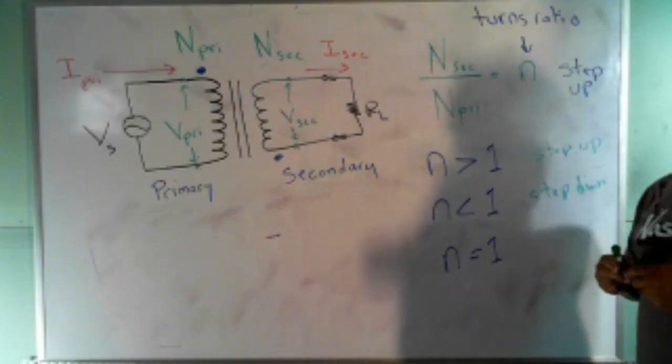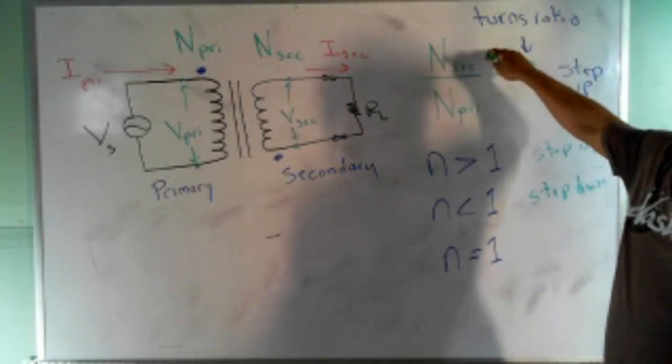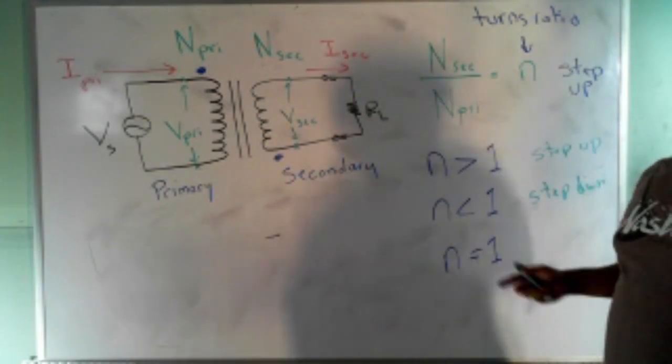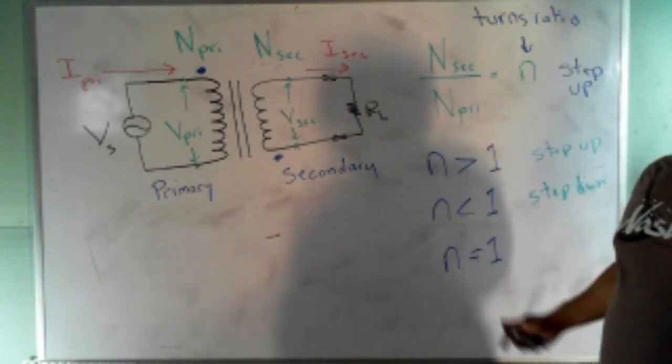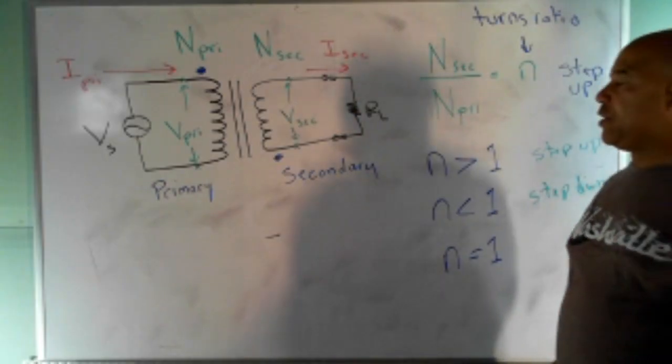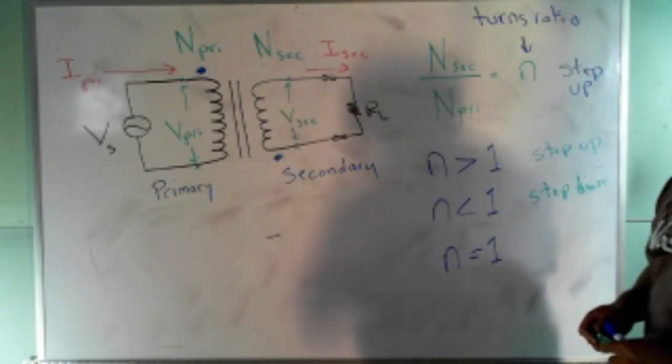Well, clearly it means that I have the same number of turns on the primary and the secondary. I'm not stepping the voltage up, I'm not stepping the voltage down. So what am I doing? Well, here's what you're doing. Now you're using it as what we call an isolation transformer.